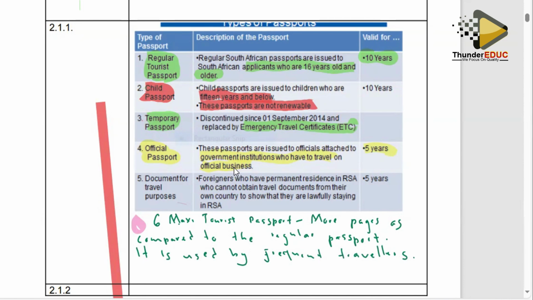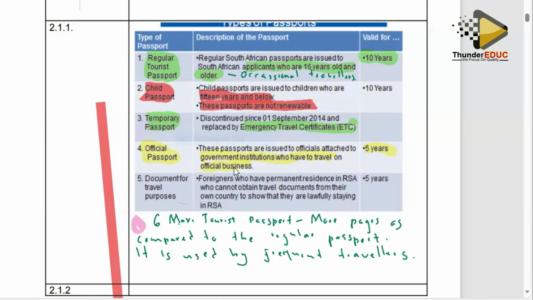Unlike the Max tourist passport, the regular passport is used by occasional travelers. It is used by people who travel occasionally. Then this one is used by people who travel frequently, so it is called a maxi tourist passport. It has more pages so that officials can stamp or put visas on several pages during the frequent travels.